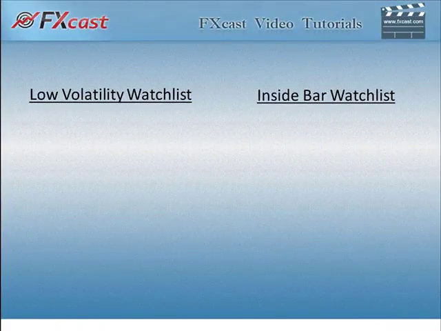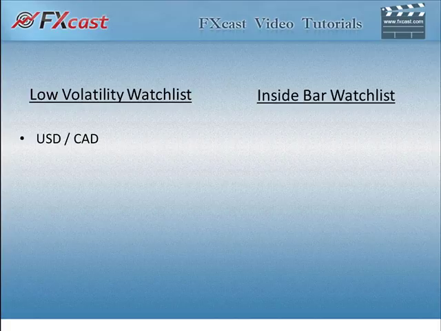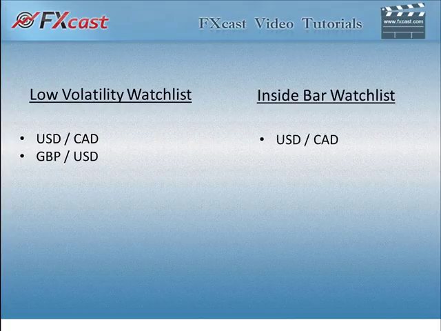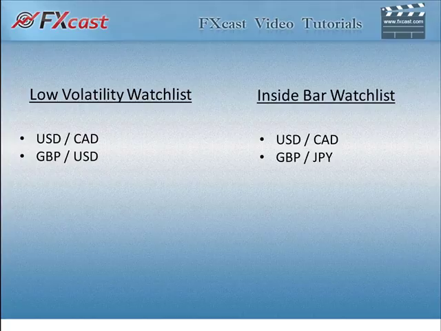As we come to our watch list, for our low volatility watch list, we have the dollar Canadian and the pound dollar. Again, all of our pairs seem to be in a range, some more tighter than others. So we'll see what happens. Our inside bar watch list is the dollar Canadian and the pound yen. So again, what we're seeing is a lot of range bound action, and you have to expect that after the large volatility we've had for 2 weeks. The market is breathing, and we'll see if we'll get a big move one way or the other. We're looking for catalysts, we're looking for things that can move the market.